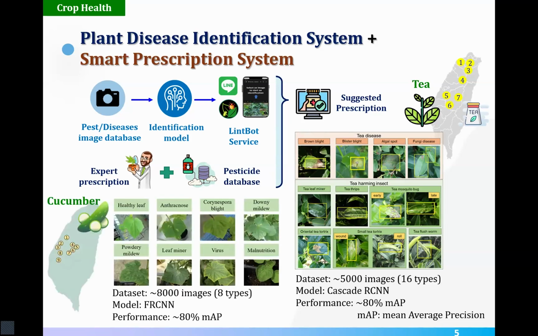To build these two systems, in the very beginning, we need to collect lots of images from the real field to develop the disease database. For both databases, we collected more than 5,000 images, and then we use RCNN-based models to do the identification for object detection. And for those, we can achieve more than 80% mean average precision.